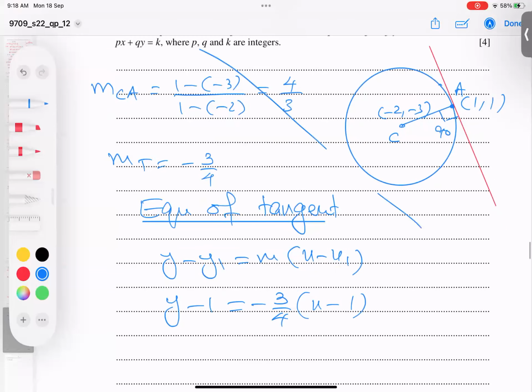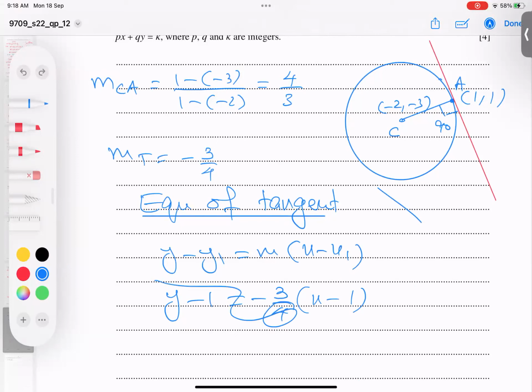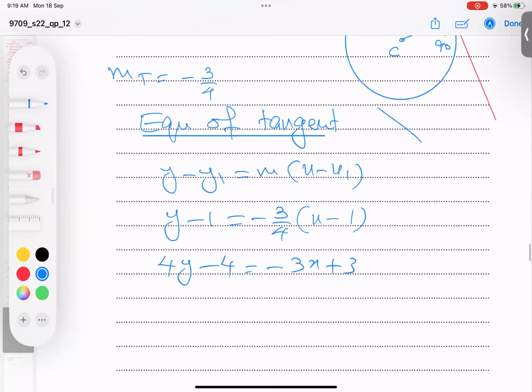Okay, and we have to give it in this format, so x before, y later. Anyway, 4 multiply the left-hand side to avoid the fraction, and minus 3 multiplies inside, and then bring 3x to the left side, and 4 goes to the other side, and I got 7. So finally, I get this, which is our required answer.